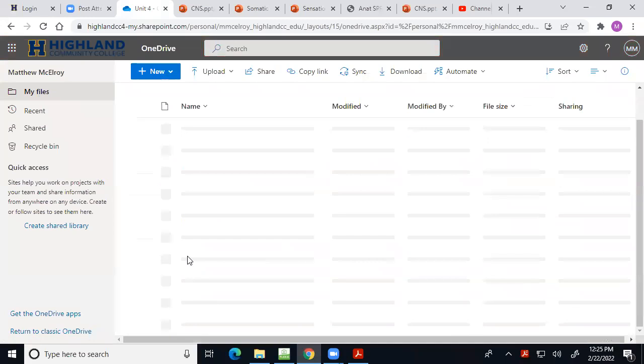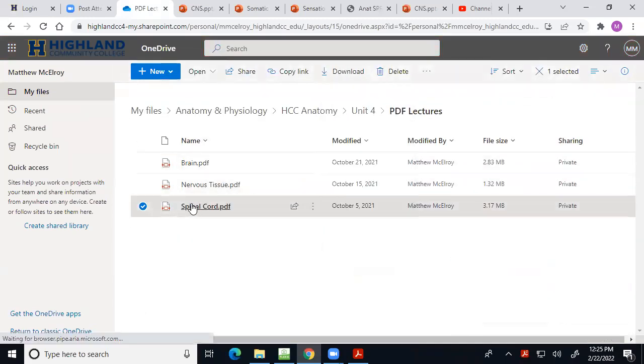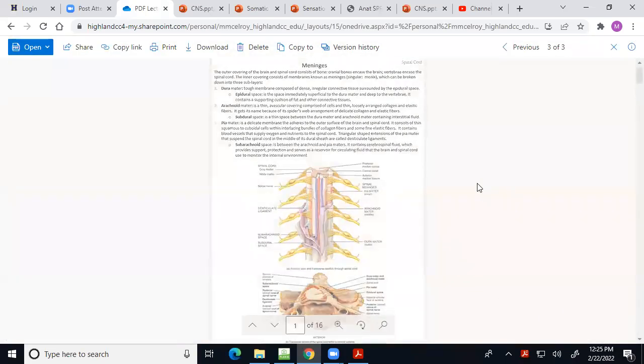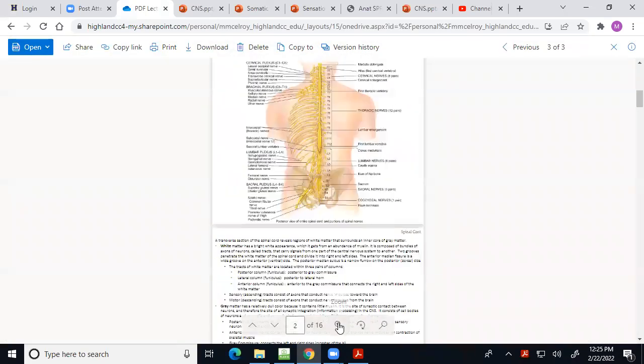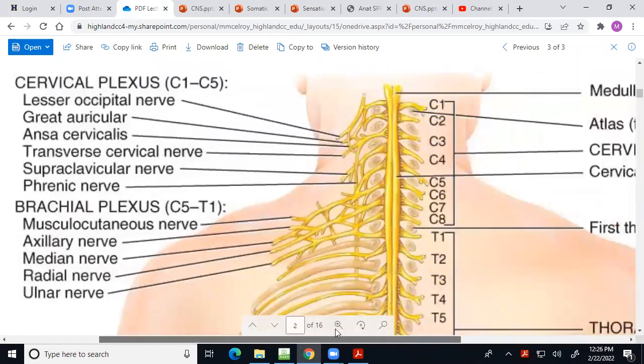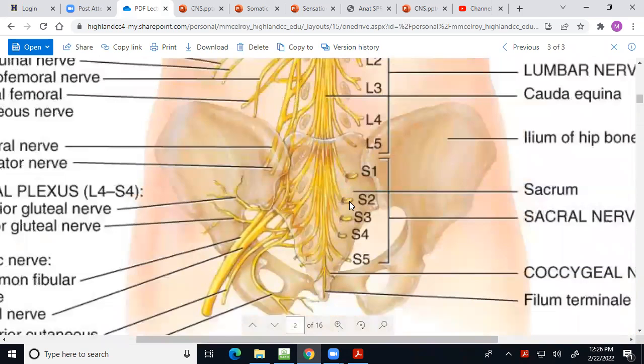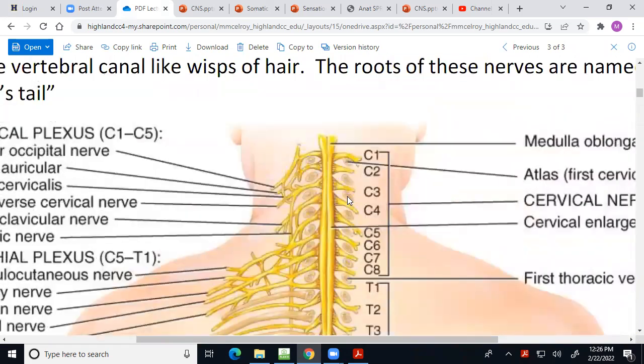Sorry, wrong part. So I'm going to open up a slide here from my spinal cord anatomy lecture. Pictured here, we can see the spinal cord, and all of these branches coming off are the 31 pairs of spinal nerves. You can see there's the 8 pair from the cervical all the way down to the bottom for the sacral and coccygeal regions.